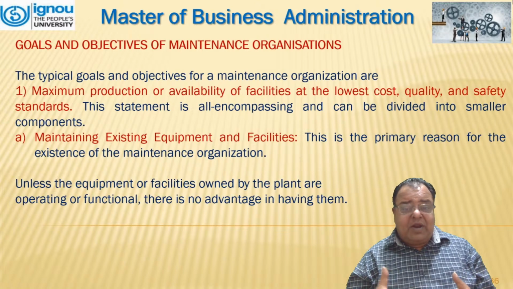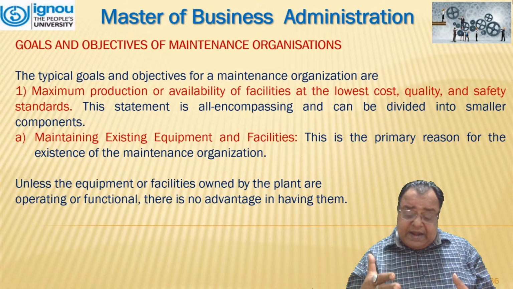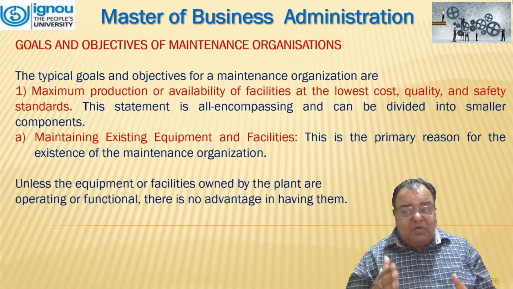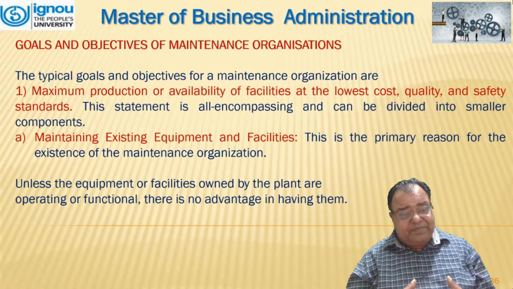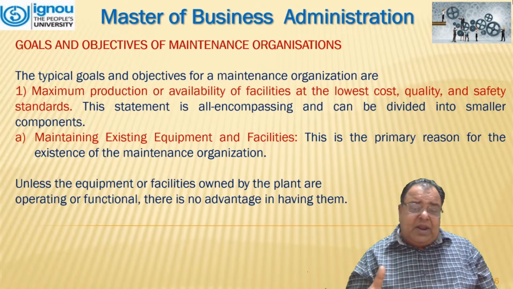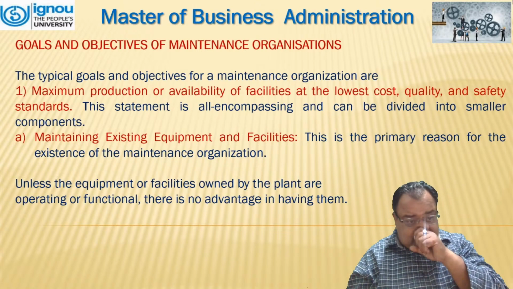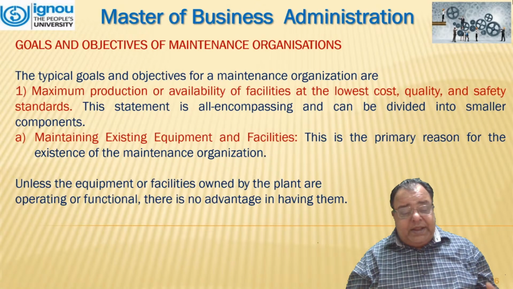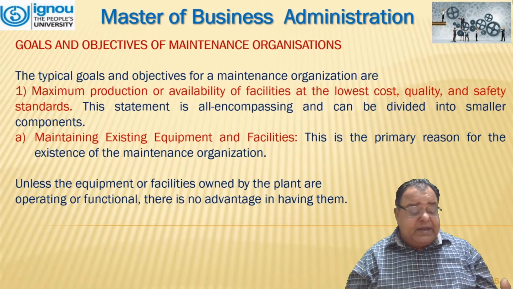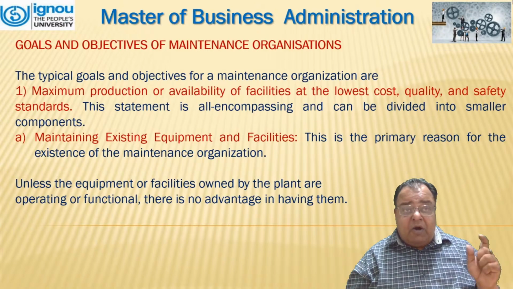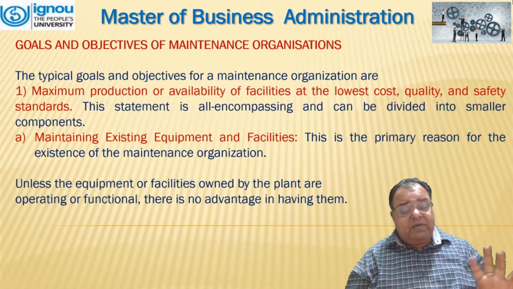maximum production or availability of facilities at the lowest cost, quality, and safety standards. This statement is all encompassing and can be divided into smaller components. First one is maintaining existing equipment and facilities. This is the primary reason for the existence of maintenance organization. Unless the equipment or facilities owned by the plant are operating or functional, there is no advantage in having them.